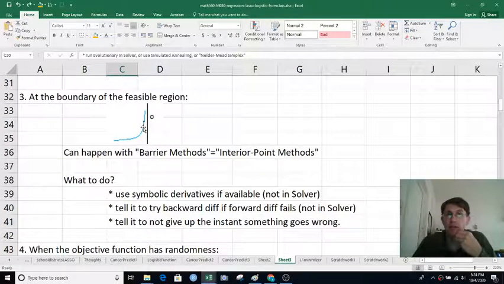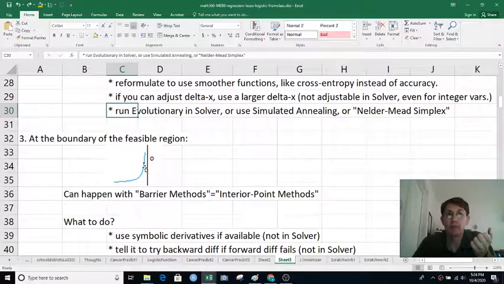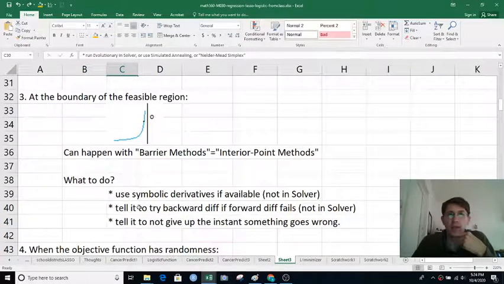If you're using like a logarithmic barrier function, you can probably take symbolic derivatives, but you can't help solver with that. It won't accept help with symbolic derivatives. You could say, if you're programming it yourself, try forward difference, and if that doesn't work, then try backward difference. But again, solver can't be programmed differently to do that. And one thing with solver is the instant something goes wrong, like not a number, it just stops. It doesn't say, oh, you know what, I violated a constraint, never mind, let me go try something else. So that's something you have to watch out for.